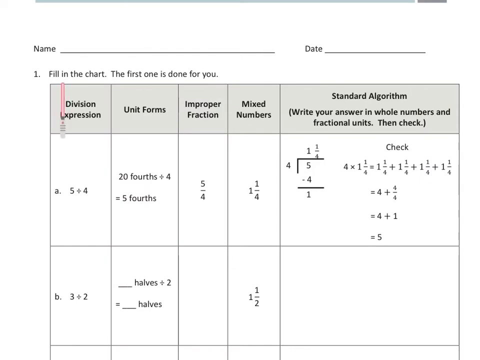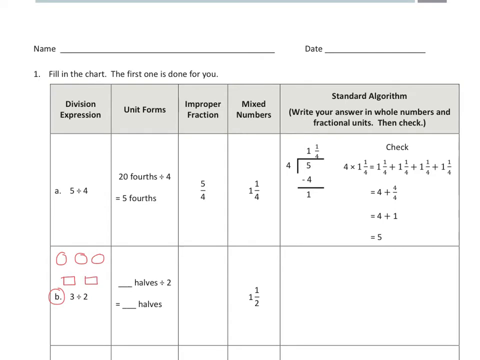All right, for number 1, we're going to need to fill in the chart, and the first one is done for us. So we can use this first 1A as kind of an example of what we need to do for 1B, C, and so on. So let's get started right here. For number 1B, we've got 3 divided by 2. So if you think about it, we have 3 cookies, and we actually have to divide it between 2 people.